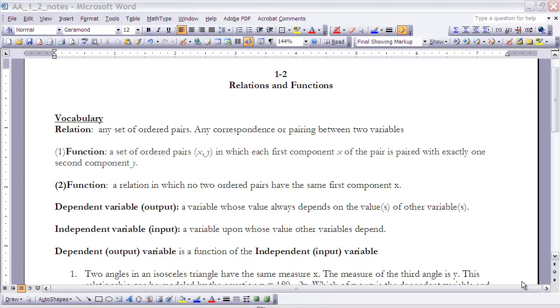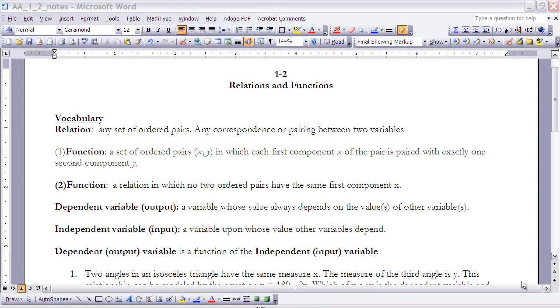First of all, we have a relation. Anytime you have a set of ordered pairs, or anytime you have two numbers that are paired together, we say that that's a relation. Okay, so like a relationship. Those two numbers are somehow related to each other.